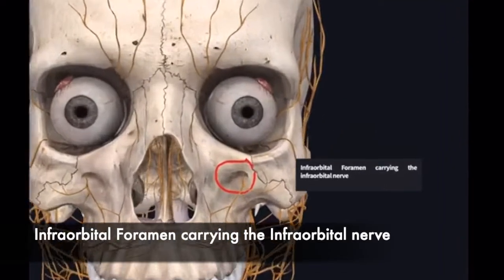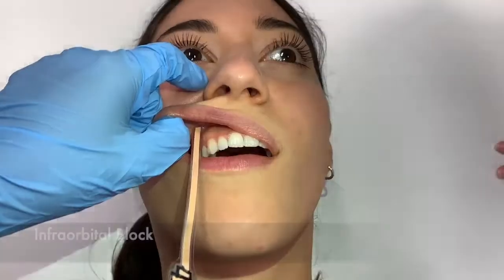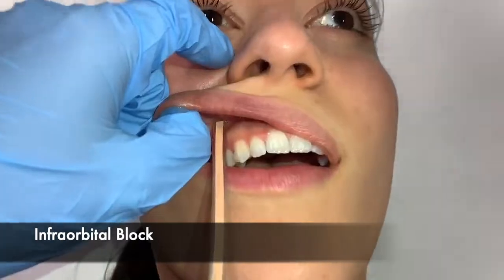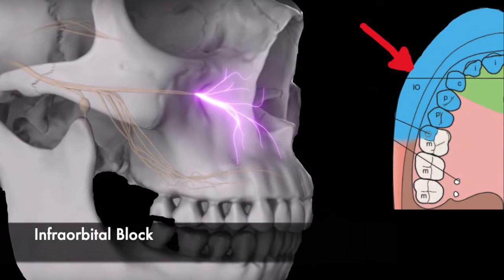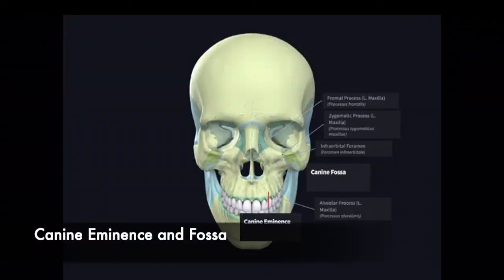The infraorbital foramen is a landmark for the infraorbital block. This anesthetizes the teeth from the central incisor to the premolars, including the mesiobuccal root of the first molar. Inferior to the infraorbital foramen is the canine fossa.